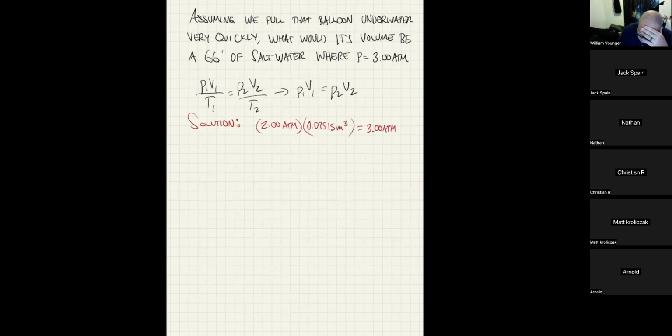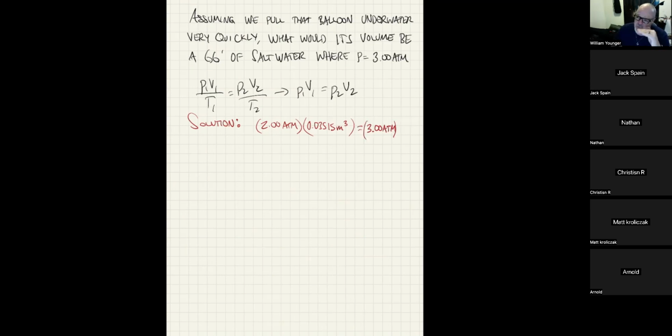I'm trying to remember my old scuba diving facts, but if I remember correctly, it's at 33, 66, 99, and 129 feet that you increase by 1 atmosphere each step. So at sea level, you got 0 atmospheres, or excuse me, 1 atmosphere because it's the air pressure. And then at 33 feet, you've got 2 atmospheres because it's 1 from the water and 1 from the air, and then 3 atmospheres at 66, and then 4 atmospheres at 99, and 5 atmospheres at 129.